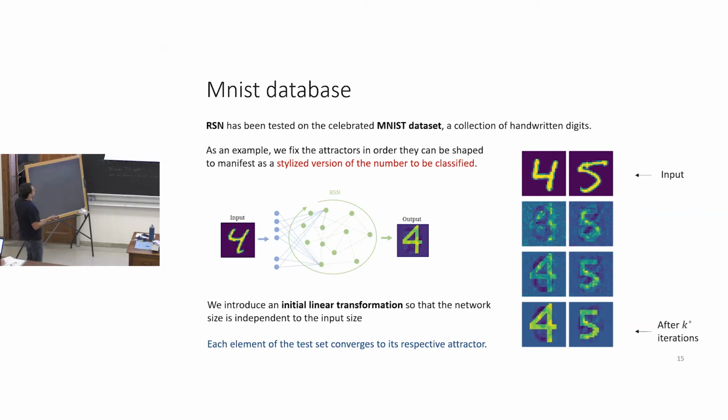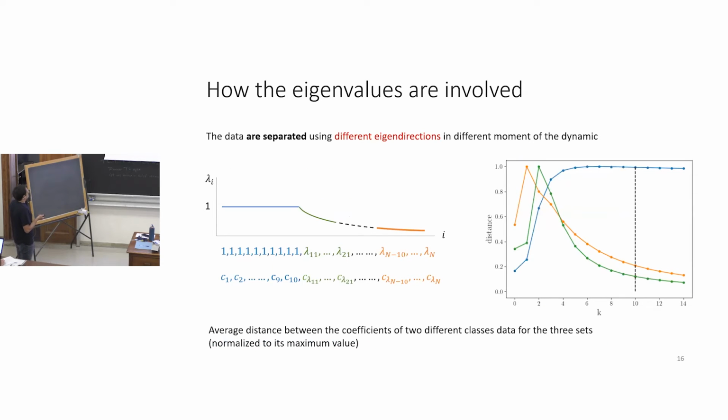To help the visualization, we decided to use as recognition eigenvectors some vectors that can be shaped to manifest as a serialized version of the number to be classified. So each 4, for example, collapses to this final state. As you can see, different examples from the data set, iteration by iteration, collapse to what we want to see inside the network. So we have the possibility to decide what the final state has to be.